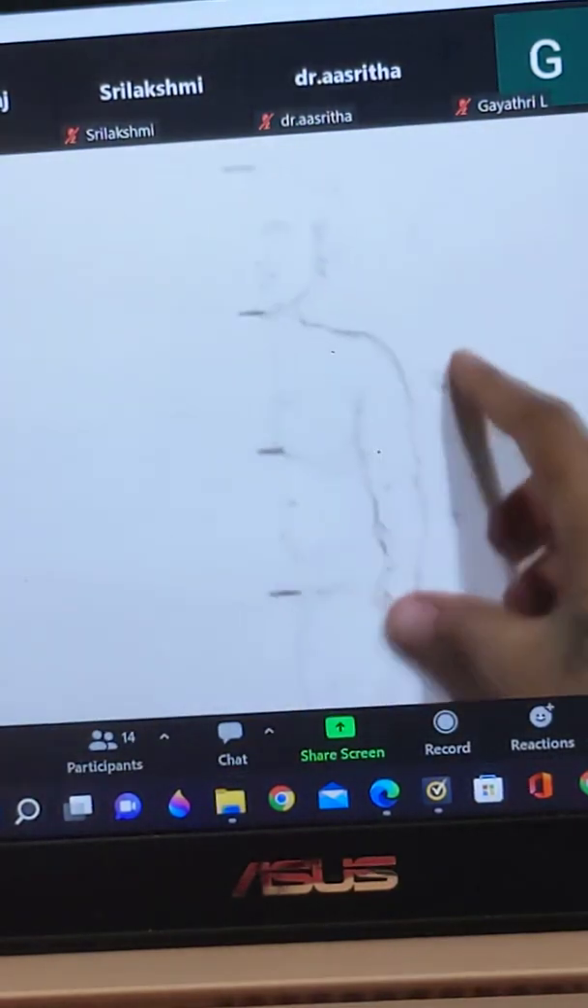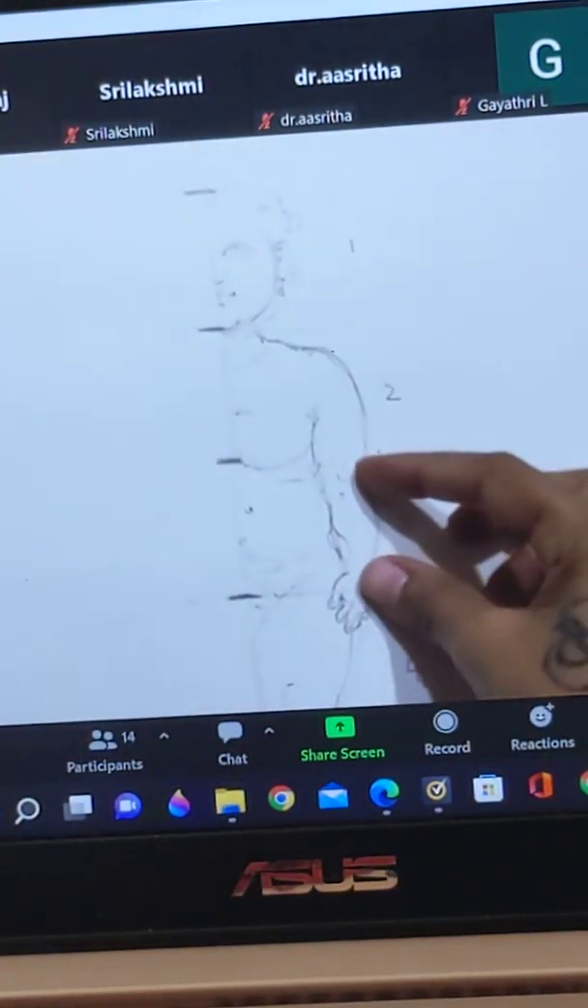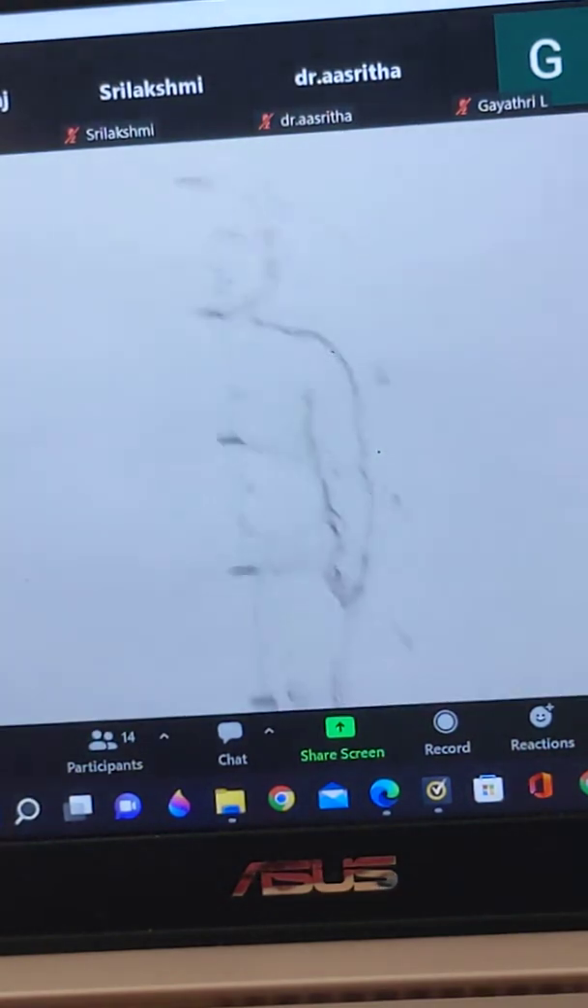And the entire length of the hand will be about 2 heads, not more than that. It will be almost less than that.